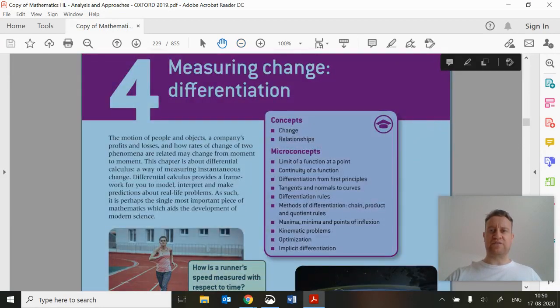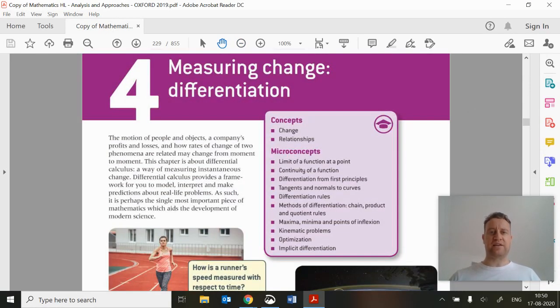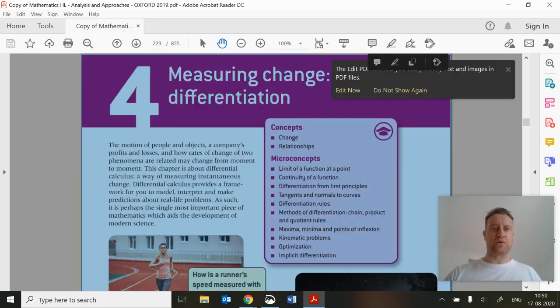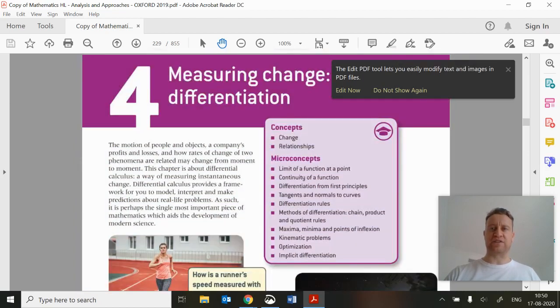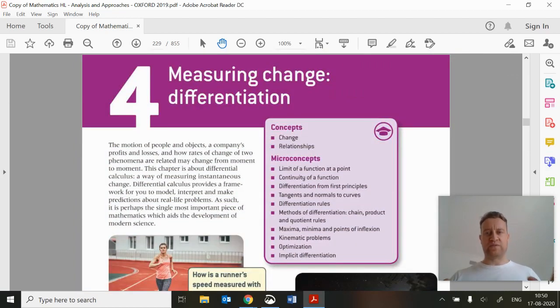This is the start of Unit 4 in the HLAA Oxford Mathematics book. And Chapter 4 is called Measuring Change and Differentiation. Now, there's a lot of people who will have seen differentiation in some other course, either a bridging course from GCSE, for example, or IGCSE, it's in there.